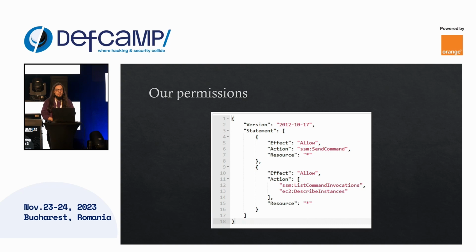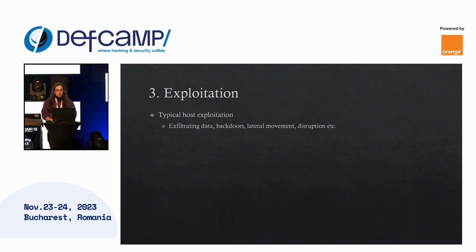Okay, let's start a scenario. Let's assume that we compromise a role or a user that has this permission. So we have SSM send command, SSM list command invocations for getting the output, and EC2 describe instances for retrieving the instance IDs. In terms of exploitation, you can do typical host exploitation stuff, like exfiltrating data, injecting backdoors, lateral movement, but you can also do cloud-specific attacks, mainly exfiltrating the access credentials from other EC2 instances. And this way, you can elevate your privileges even further.